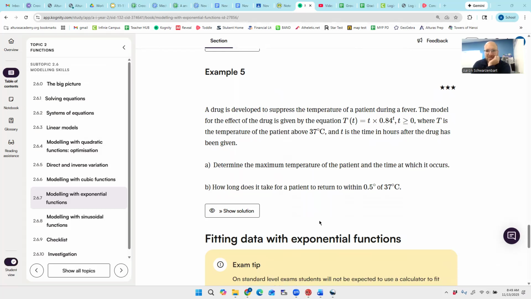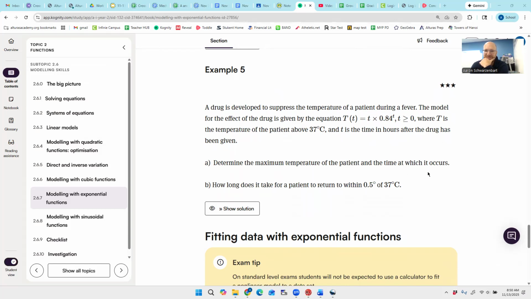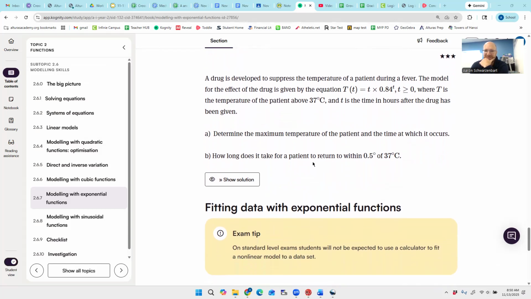Okay, a drug is developed to depress the temperature of a patient during a fever. The model for the drug is given by the equation T(t) = t times 0.84^t, where T is the temperature of the patient above 37 degrees Celsius, and t is the time after the drug was given. Determine the maximum temperature of the patient and the time when it occurs, and how long does it take for the patient to return to within 0.5 degrees of 37 Celsius.